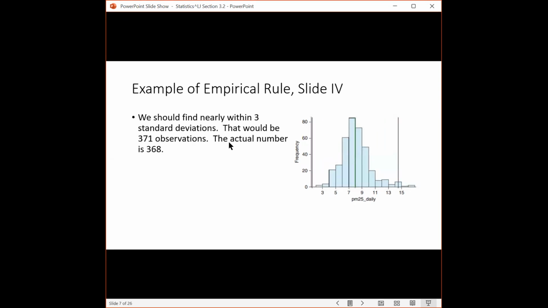And then three standard deviations should contain pretty close to all the observations. All the observations is 371 because that's how many observations there are. And then the actual number within three standard deviations, which are the red lines here, is 368. So the three observations that are not within the red lines are the ones over here at the far right.